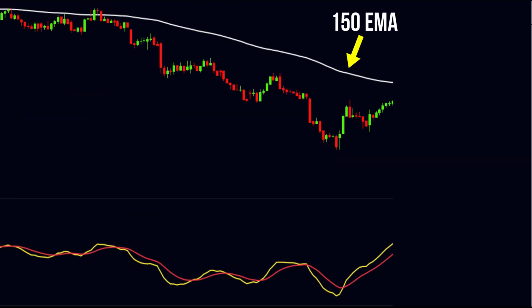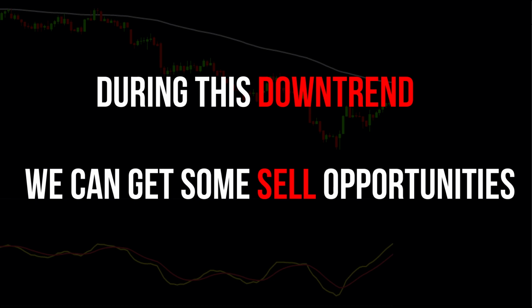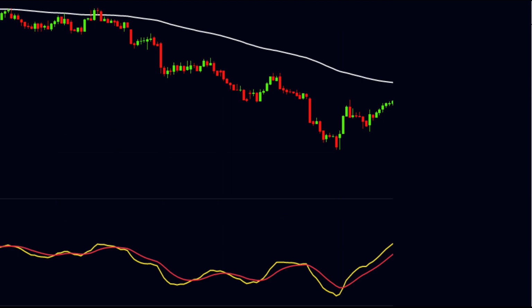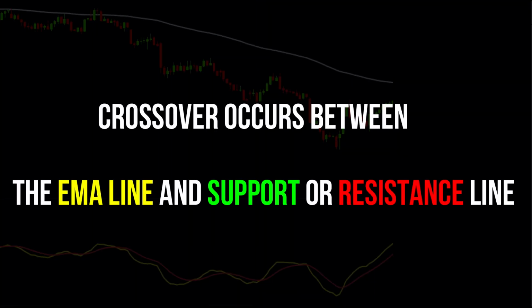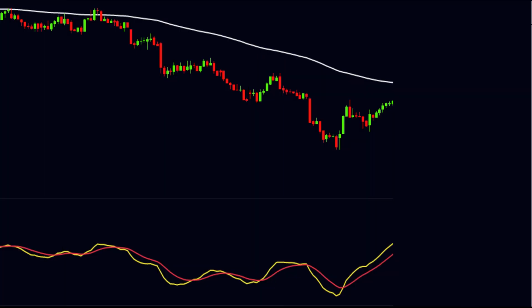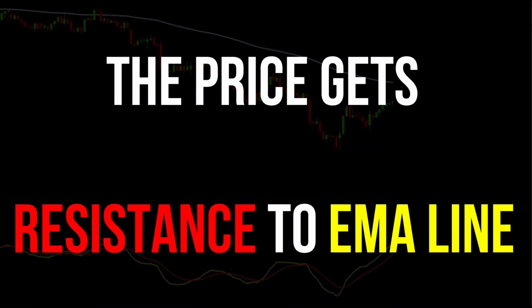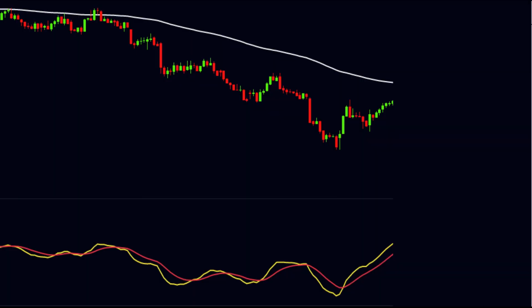As you can see in the chart, the price is below the 150 EMA line, so it is a downtrend. During this downtrend, we can get some sell opportunities. Now just find at which area a crossover occurs between the EMA line and the support or resistance line. As discussed before, during a downtrend, the price gets resistance from the EMA line. So, there are some chances the price reaches this level, gets resistance from the EMA line, and after that finds reversal and continues the downtrend.